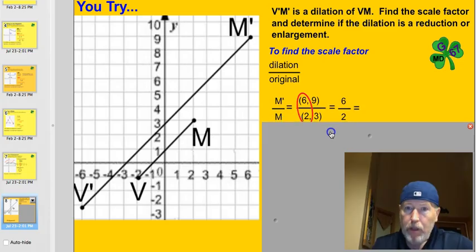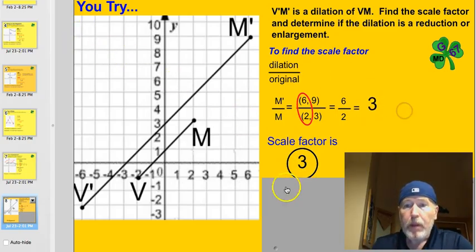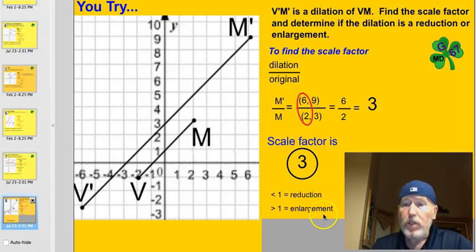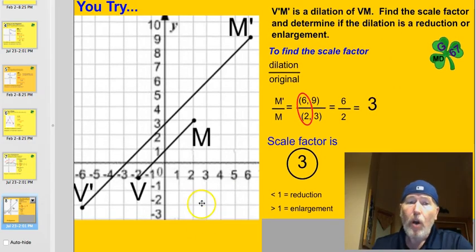Well, dilation over original, so it's M prime over M, and I just took 6, 9 is my M prime, 2, 3 is my original, my M. Look at the X value, 6 over 2. That simplifies to 3. Put that in over here too. Okay, scale factor is 3. Reduction or enlargement? Well, it's greater than 1, so that's an enlargement. Okay, definitely an enlargement.